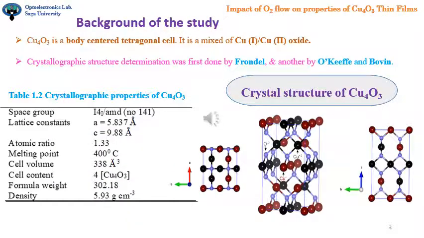In this slide, the crystal structure of Cu4O3 is represented with its crystallographic properties. Cu4O3 is basically a body-centered tetragonal cell, and its lattice constants are a equal to 5.837 angstrom, whereas c equal to 9.88 angstrom, atomic ratio 1.33, cell volume 338 angstrom cubed, and density 5.93 gram per cm cubed.